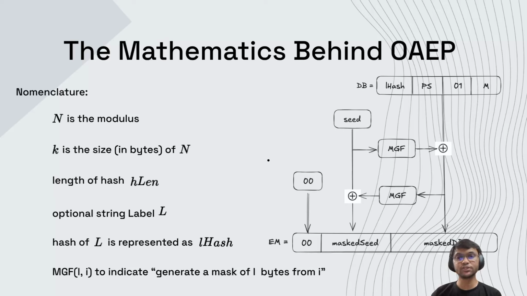Before we dive into the mathematics behind OAEP, let's understand a few nomenclature that will help us in understanding the discussion that's yet to come. We'll use n as the modulus in this RSA encryption, and k is the size of this n in bytes.